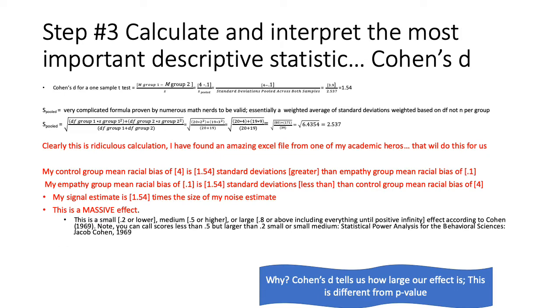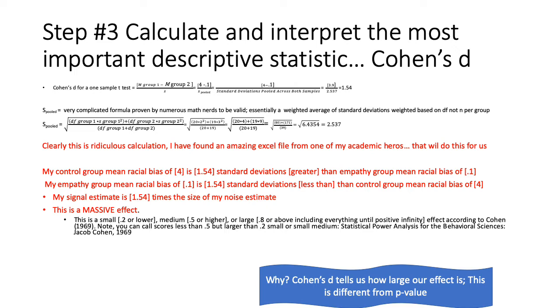So now step number 3 is calculate and interpret the most important descriptive statistic, Cohen's d. And you can see it's basically the same formula, except now we have 2 standard deviations that we have to pool across. And if you see it here, there's a very complicated formula proven by math nerds to be valid. Essentially, it's a weighted average of standard deviations weighted on degrees of freedom, not n per group. But you can see there, it's a standard deviation formula.